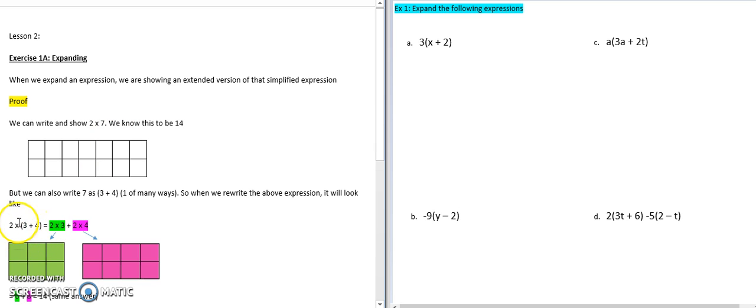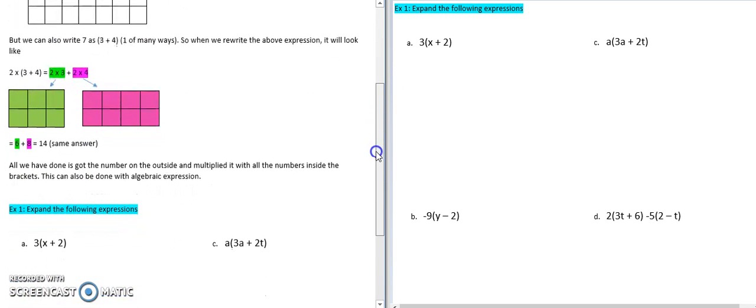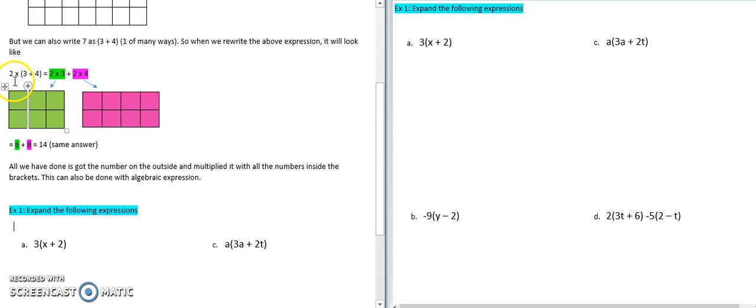And that's just one way. We can do 2 lots of 1 plus 2 lots of 6, or 2 lots of 2 plus 2 lots of 5. This is just one of many ways. The proof I'm trying to show you is that whatever is on the outside of the bracket itself gets multiplied to the first term here and the second term here. So 2 lots of 3 plus 2 lots of 4. This is what we call expanding out the bracket.